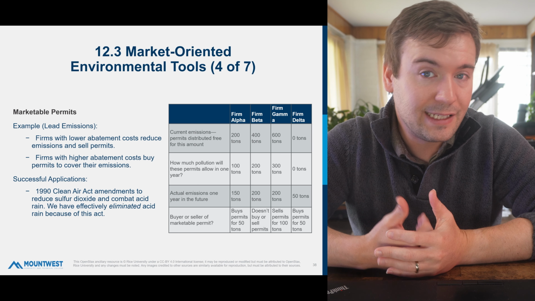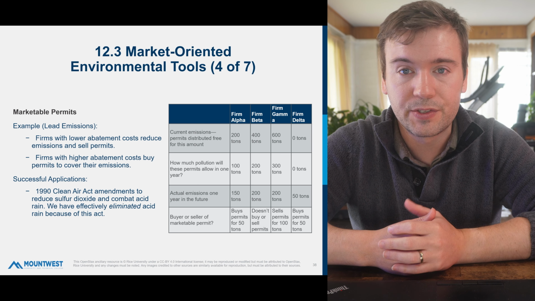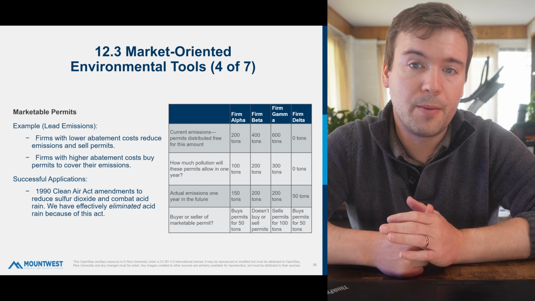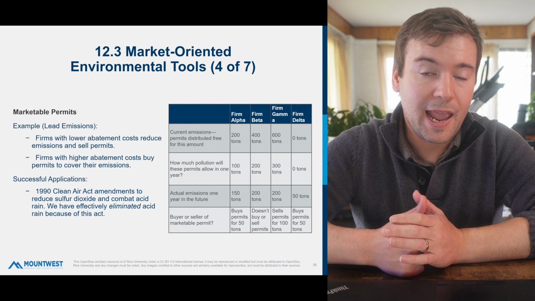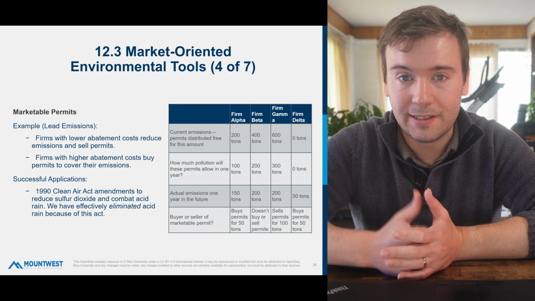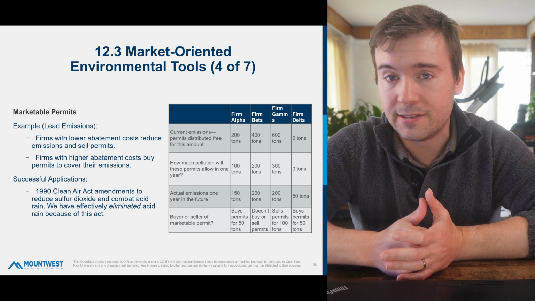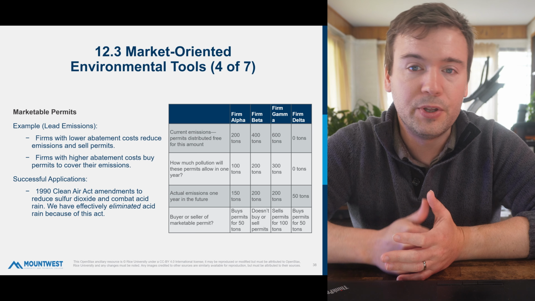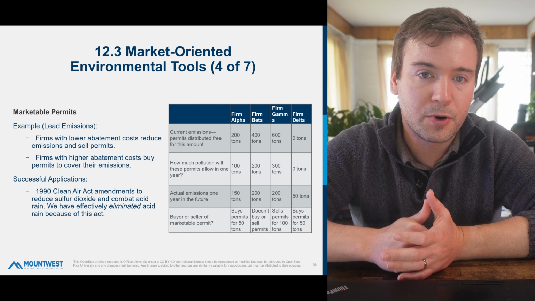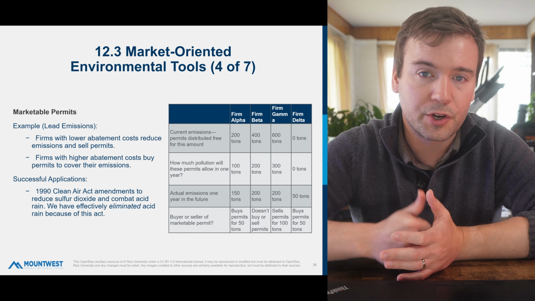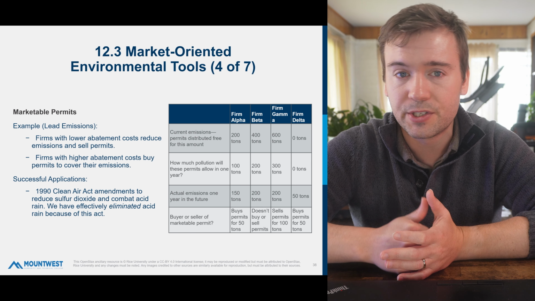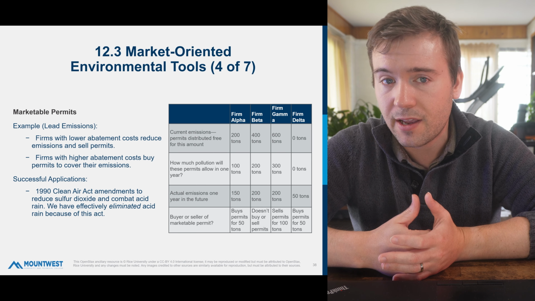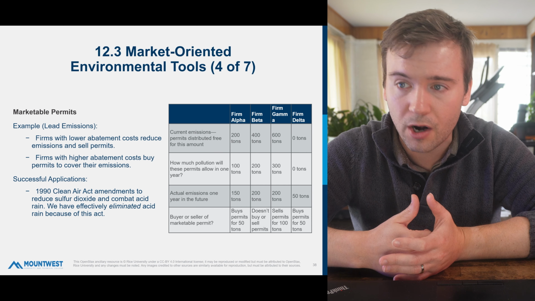Similarly, the 1990 Clean Air Act amendments utilized a cap-and-trade system for sulfur dioxide emissions to combat acid rain. And this is widely considered a massively successful application of the market-oriented tool. The ability for firms to buy and sell those permits ensured that pollution reduction happens where it is the cheapest to achieve it, and it leads to overall cost savings for society while still meeting environmental targets.